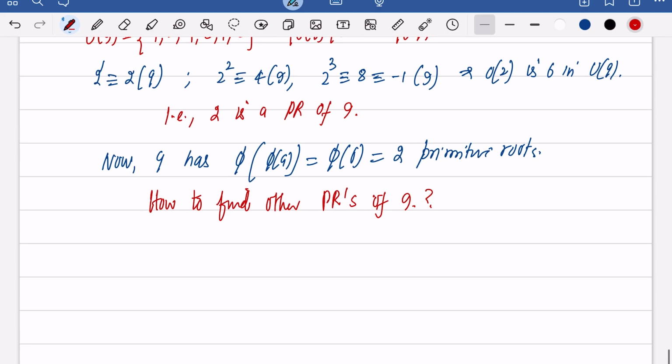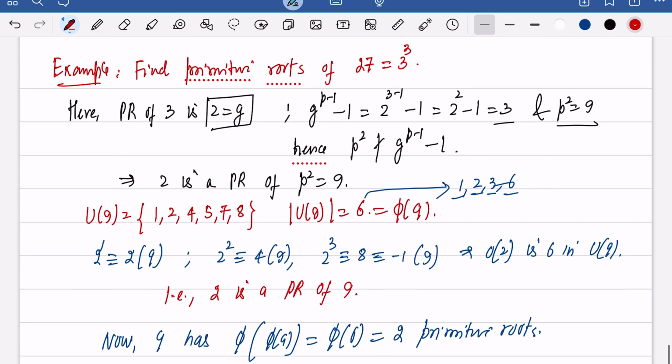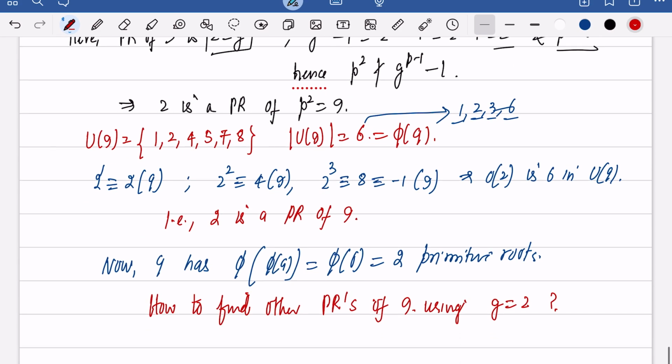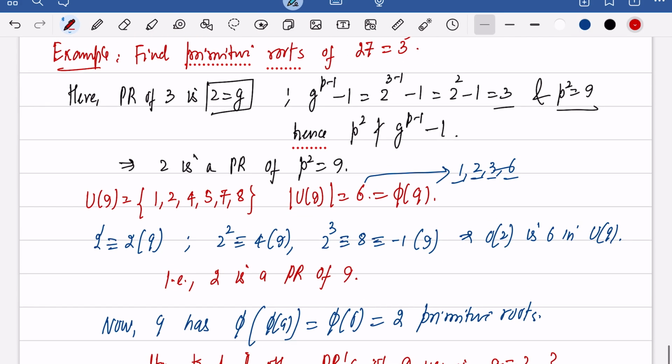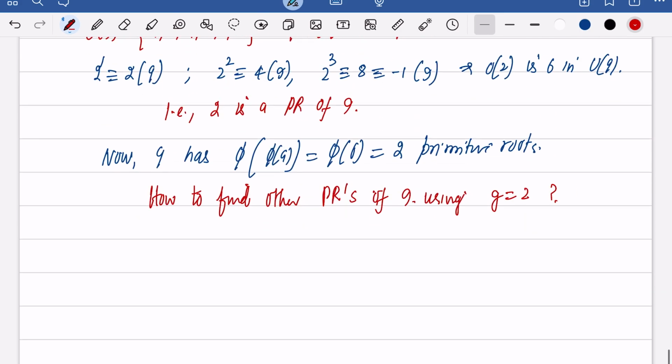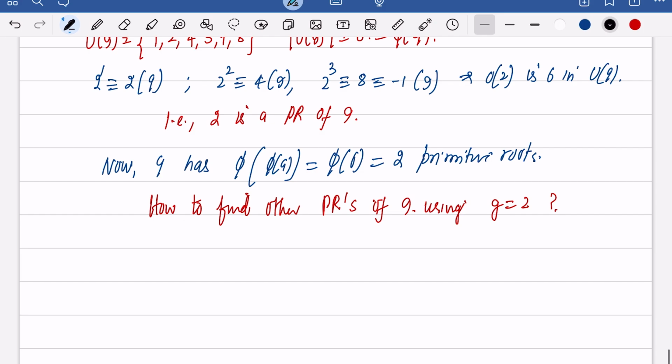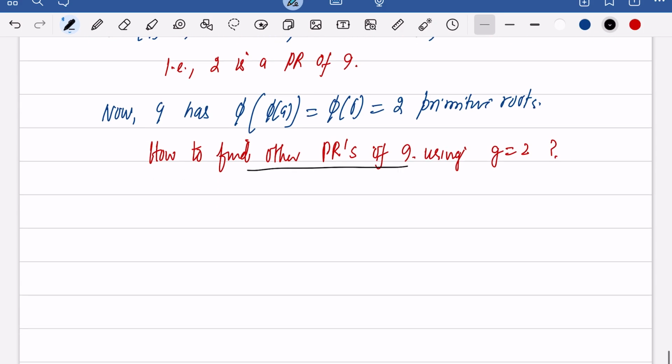Second, actually we want to find the primitive roots of 27. Here we are using g equal to 2. We will use this earlier primitive root obtained as a primitive root of 3 to find the primitive roots of 9, or we can directly go to 27 and use this 2 to find the primitive roots of 27. So let's not find the primitive roots of 9 here, that will be left as an exercise. Here we will just find the primitive roots of 27, or we can even write 3 power 4, that's 81.